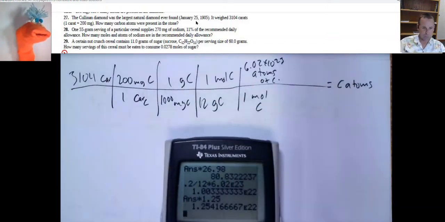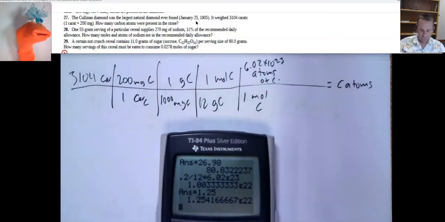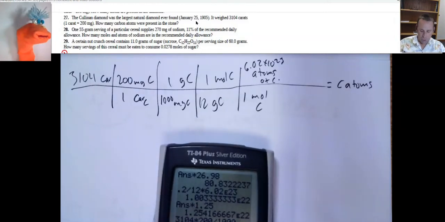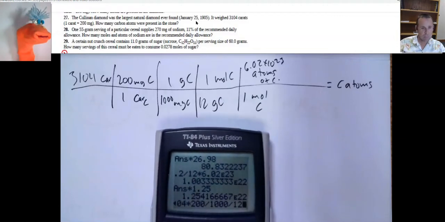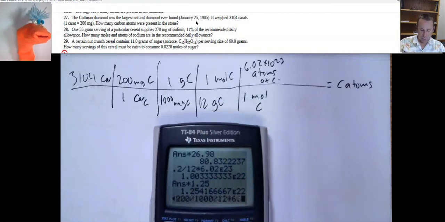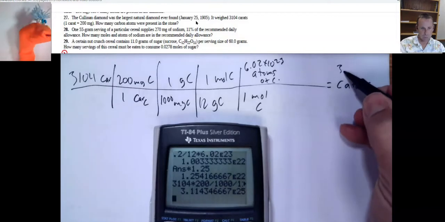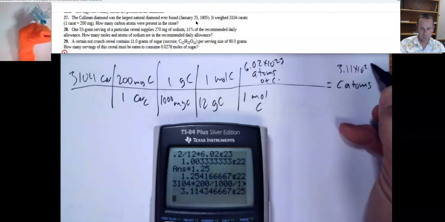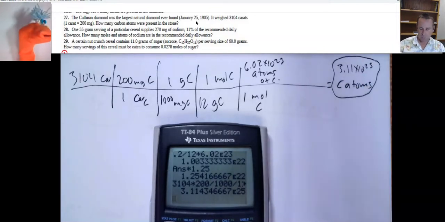Okay, so 3104 times 200 divided by 1,000 divided by 12 times 6.02 times 10 to the 23rd. All right, 3.11 times 10 to the 25th. Okay, good.